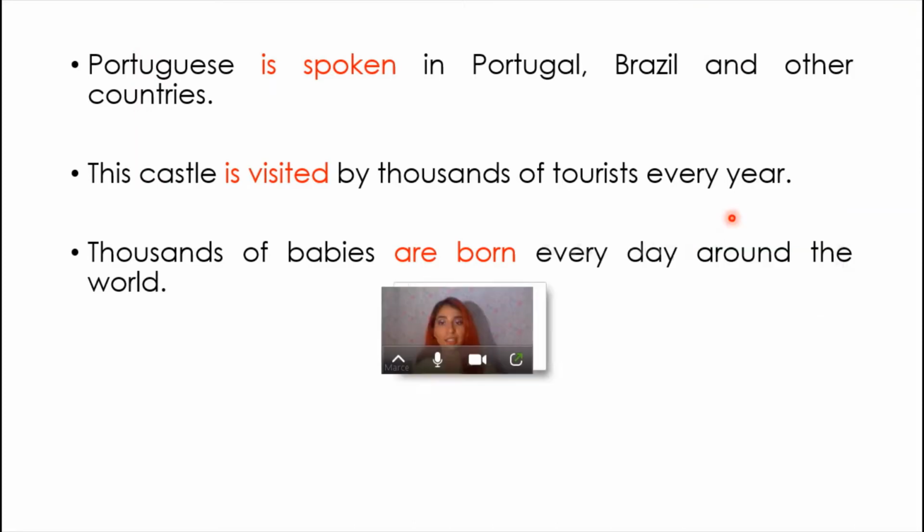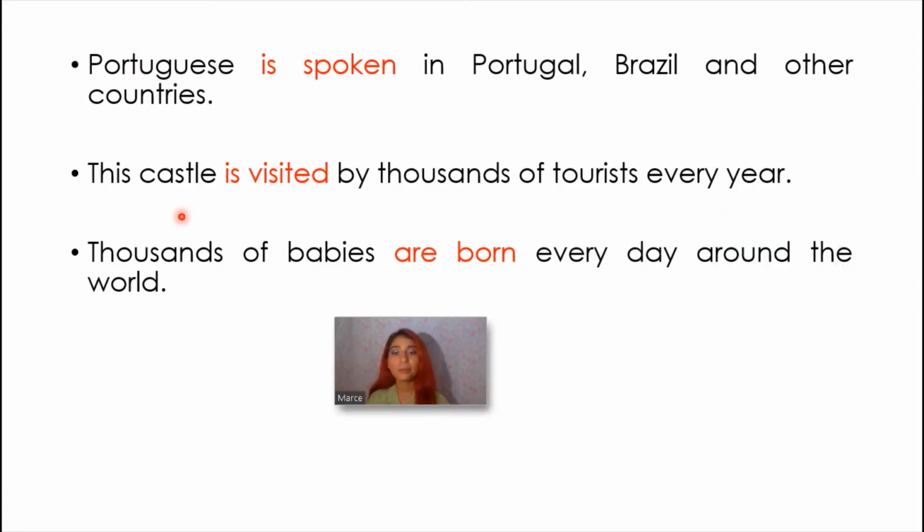Then, I have the second example. This castle is visited by thousands of tourists every year. What's the subject? The subject is this castle. Okay, and the verb to be is, because it's singular. Visited is the form of visit. By thousands of tourists every year is a complement of the sentence. Remember that not always the sentences have complement, but in these cases we have the complement because that's the way a sentence looks complete, okay?